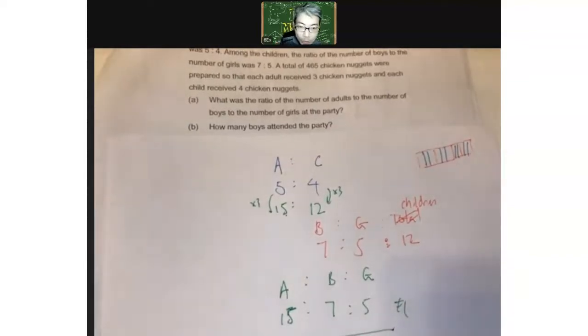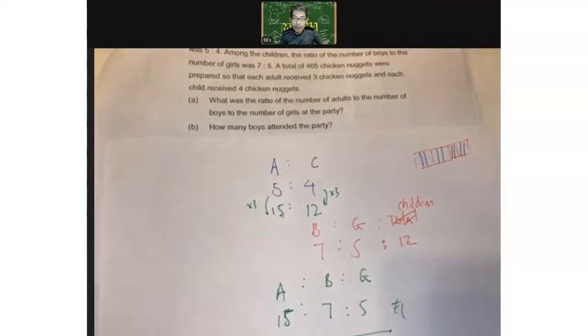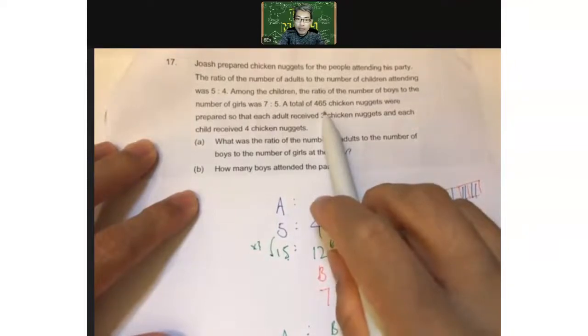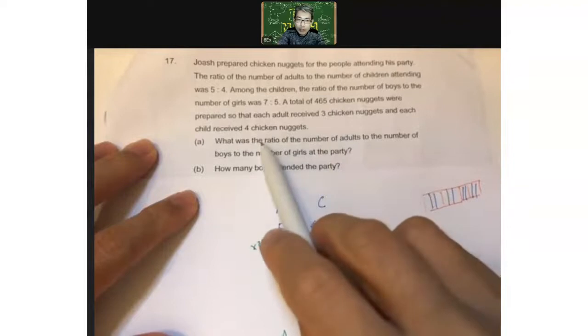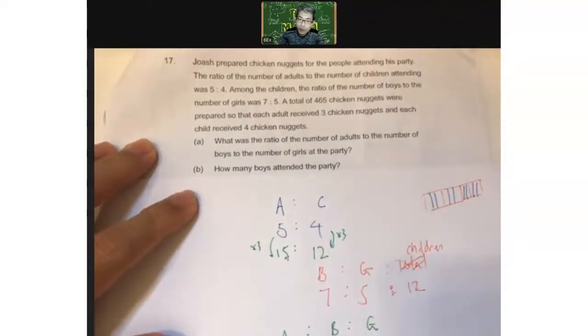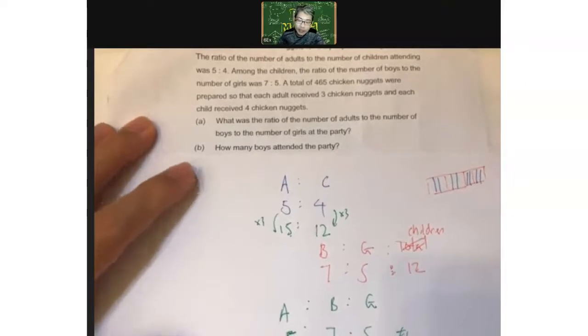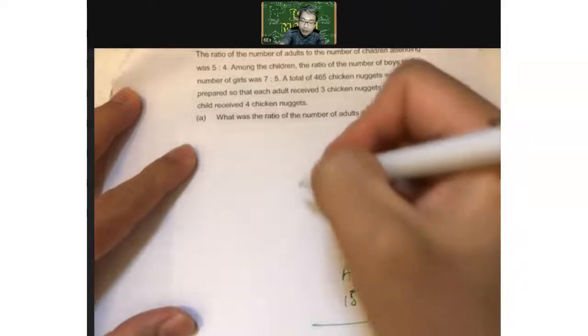Now let's go on to do B. How many boys attended the party? Now we look at the nuggets. 465 nuggets were prepared. So every adult received 3 chicken nuggets and every child received 4 chicken nuggets. Okay? Although adults are larger, they should eat more, but never mind, it's okay. So I will write it on this side because I'm short of space. So for adults, we have 15 parts, right?